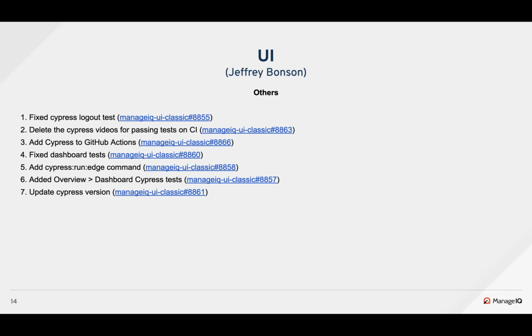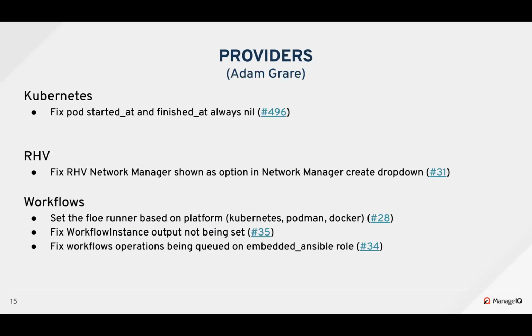All the other PRs are related to Cypress test cases from Gilbert and Jason. Gilbert had fixed the logout test by providing the correct redirect URLs and placing the correct status codes. Jason deleted some video compression configurations. Jason also added Cypress to GitHub Actions. And then Gilbert fixed failing dashboard tests and refactored tests to make them less dependent on each other. That's all from the UI side. Over to Adam. Thanks, Jeffrey.